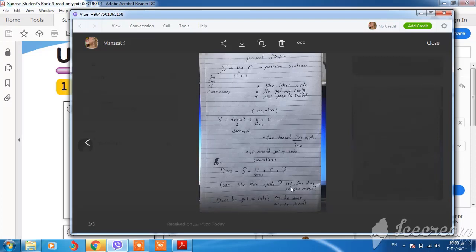The answer, it will be shorter, yes or no. Yes, she does. No, she doesn't. Does he get up late? We have also get, we have verb base because we have does. Does he get up late? Yes, he does. No, he doesn't. If we have does or doesn't, the verb, it will be verb base. Okay, like get up.